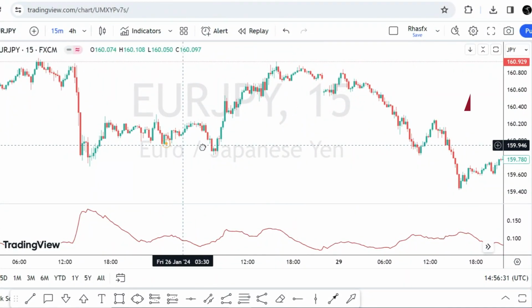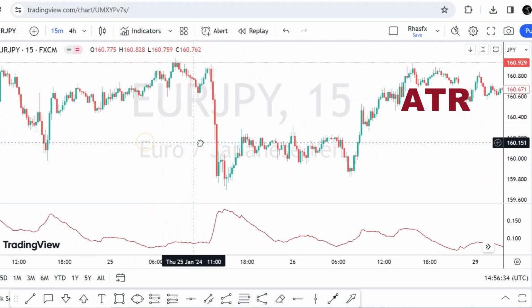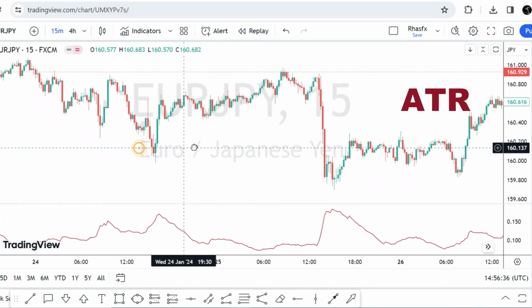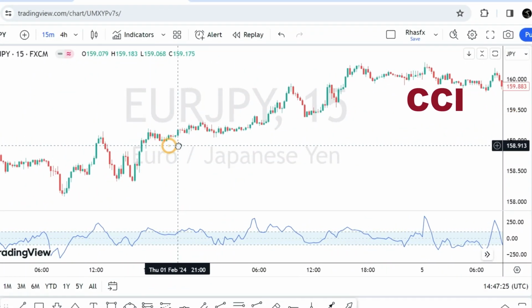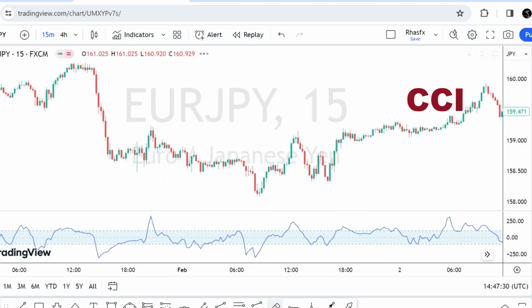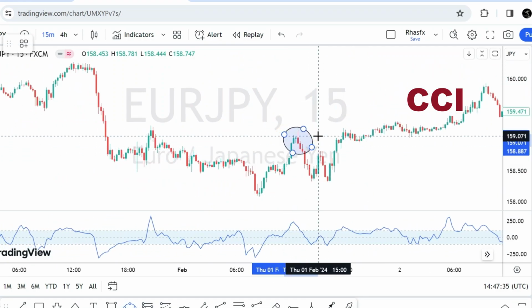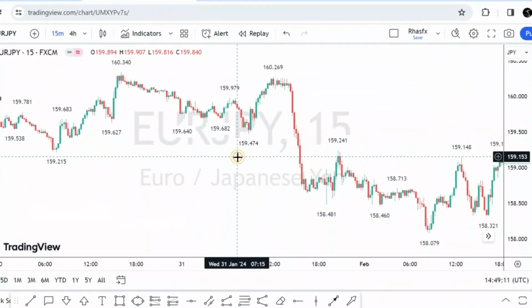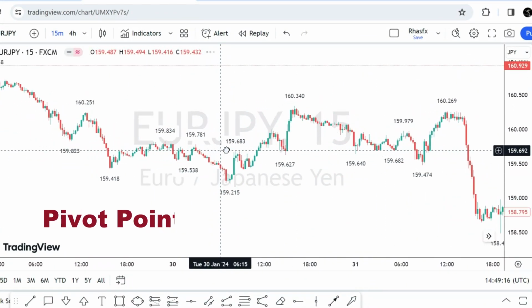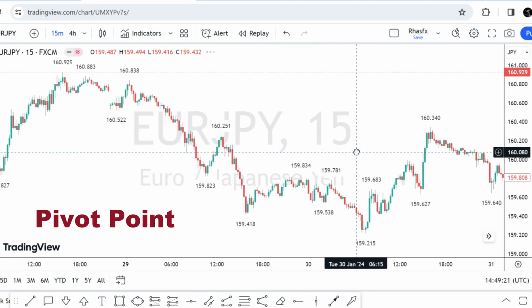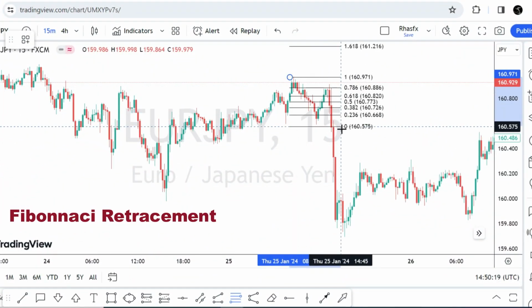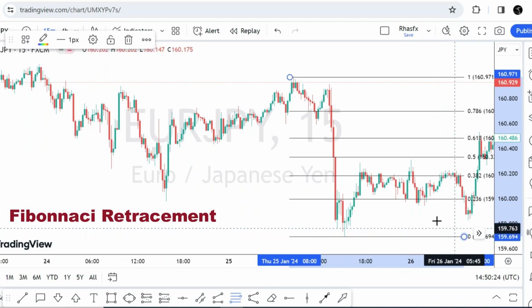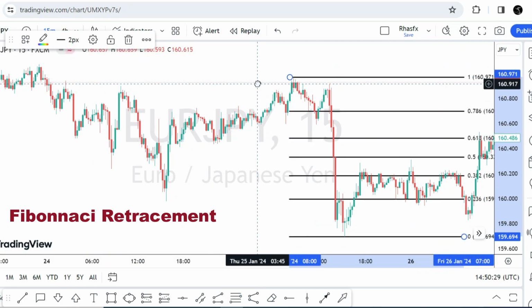Average True Range. This tool measures market volatility by considering the average range between the high and low prices over a specified period. Commodity Channel Index. This measures the current price level relative to an average price level over a specified period, indicating overbought or oversold conditions. Support and resistance indicators. Pivot points. Pivot points help identify potential support and resistance levels based on the previous day's high, low, and close prices. Fibonacci retracement. Based on Fibonacci ratios, this tool helps identify potential reversal levels by plotting horizontal lines at key Fibonacci levels.